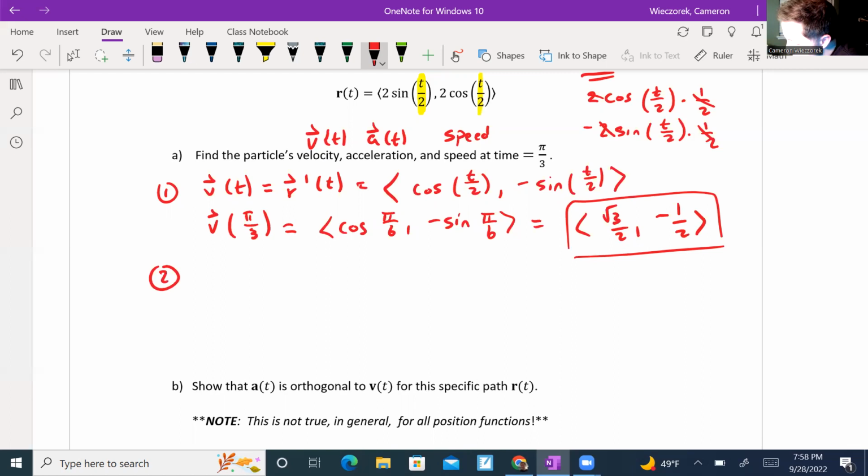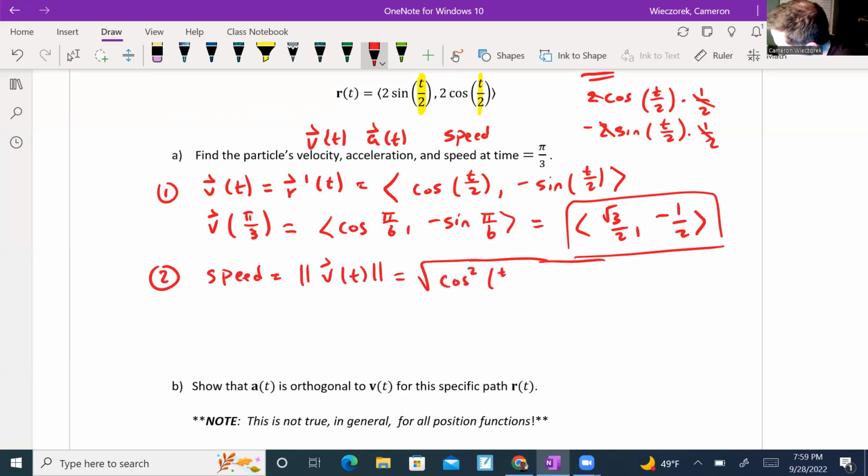You could do acceleration or speed next. It doesn't really matter. I kind of want to knock out the speed because it's directly connected to the velocity. So I'm going to do the speed. The speed is going to be the magnitude of the velocity vector. So I'm going to take the square root of the sums of the squares of my components. So I'm going to get cosine squared of t over 2 plus the sine squared of t over 2.